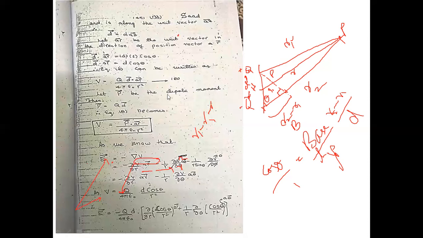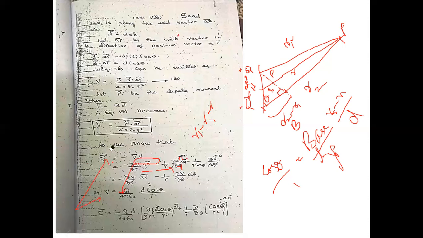Let p be the dipole moment, which is defined as p equal to q into d. We replace this in order to get V in terms of the dipole moment, which will be useful in numericals. If you are given the value of the dipole moment, you will apply this formula. Otherwise we have finished V till this. So V is equal to p dot ar divided by 4 pi epsilon naught r square.